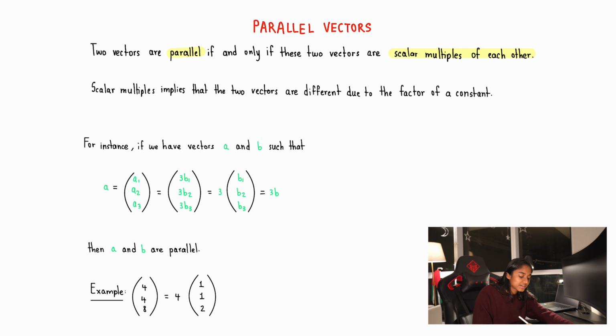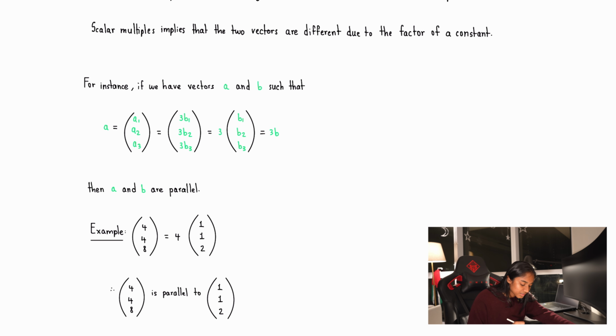So for instance, if we have vectors A and B such that A is equal to (a1, a2, a3), and that is also equal to 3(b1, b2, b3), and we just had to take out that 3, then they would be equal, we know that they would be parallel to each other. So let's look at this example. We have (4, 4, 8) and (1, 1, 2), and all we had to do was take out the 4. Basically, if you multiplied all of these by 4, you would get (4, 4, 8), right? So therefore, we know that these two vectors are parallel to each other.